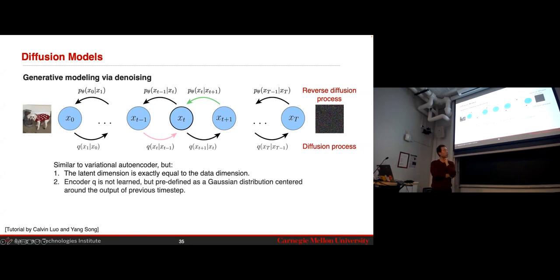Okay. Another big difference is my encoder Q is not learned. Like in variational autoencoders, you're learning both the encoder and the decoder with two sets of parameters. So my encoder Q here is not learned, but rather predefined. It's predefined as adding noise according to that Gaussian with some noise parameters. So the noise parameter is something you can tune as a hyperparameter. Otherwise, there are no parameters in the encoding process of adding noise.